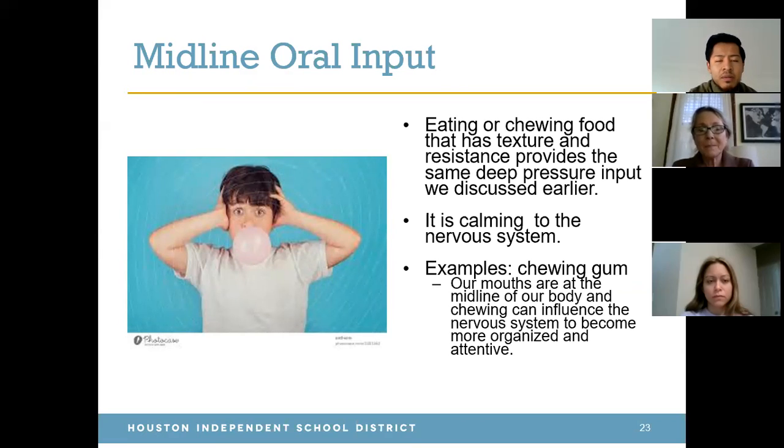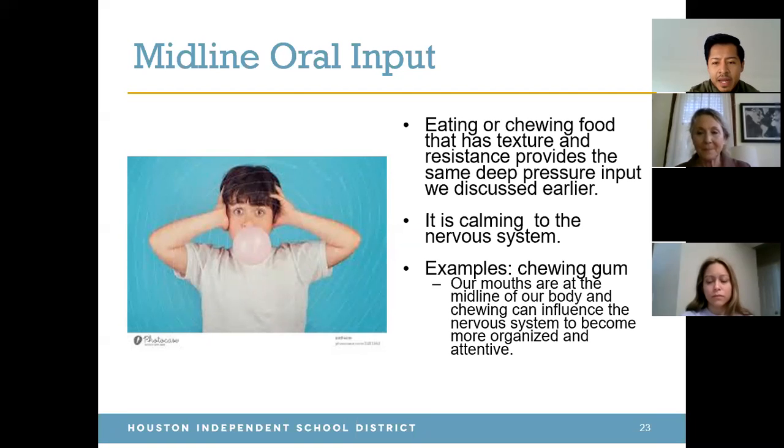Some more suggestions regard oral input. So in this case, eating or chewing food. Sometimes certain foods have resistance to them. For example, chewing gum has a lot of resistance. And I think we mentioned it a little bit earlier. I know that for me, if I'm sleepy and I want to wake up a little bit, and maybe I don't want coffee or anything of that sort, if I start chewing some gum, that'll kind of wake me up.